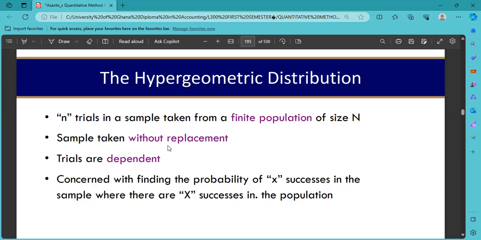If something is taken without replacement, it means that the thing, say a defective item, will not be retained. So trials are dependent, and we are concerned with finding the probability of x successes in the sample, where the big S is the number of successes in the population.